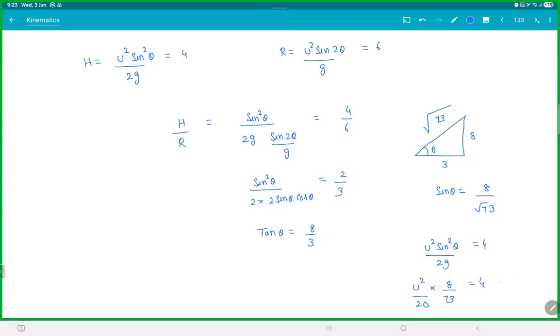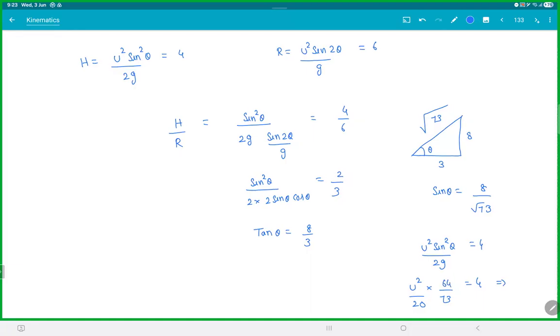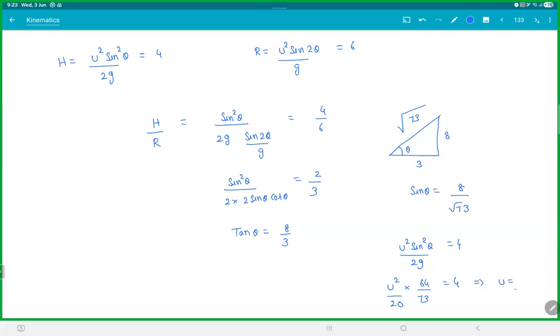How much is this? We get u is equal to root, I missed something, I guess, root 730 by 8. Clear, everyone? I don't know approximately how much that is. You can figure it out.